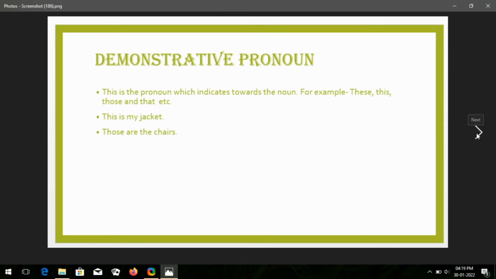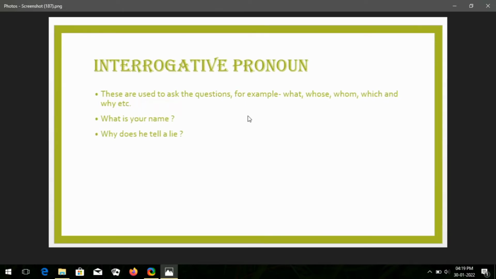Let's move forward. And here the interrogative pronoun, friends. These are used to ask questions. For example, what, whose, whom, which, and why, etc. Okay, this is very common. You can easily understand. For example, what is your name? Why does he tell a lie? Fine. So here what and why are playing the role of interrogative.